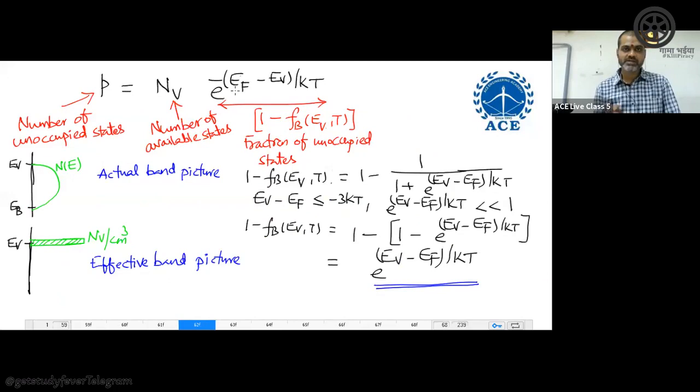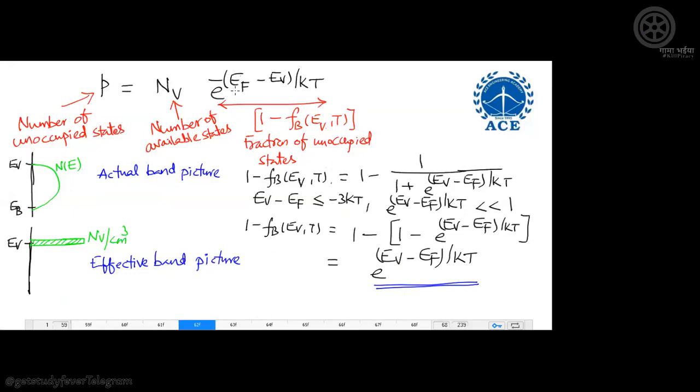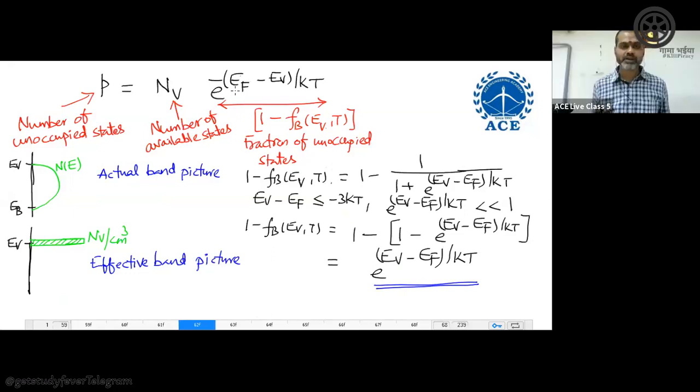Mathematically it's okay, but physically what it is going to represent, we'll see. Suppose EF minus EV is increasing, what will happen? Try to understand. Are you getting my point? If EF minus EV is decreasing, what will happen to p? Try to understand in that way, then you will understand why it is like that.